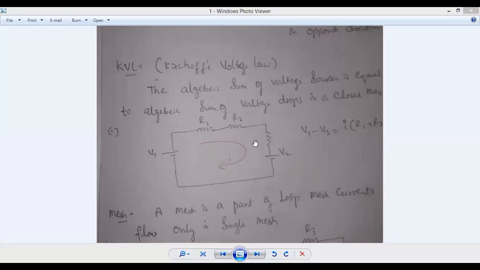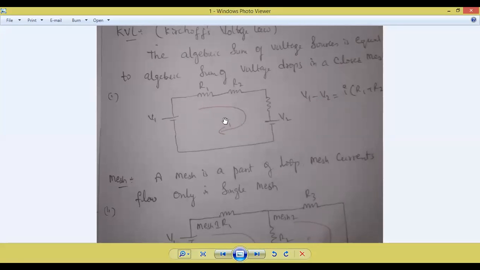This is your technology. So what is KVL, anyone? Algebraic sum of voltage sources is equal to algebraic sum of voltage drops in a closed mesh. What is mesh? I will tell you later on. Okay. So this is the loop, and let I be the loop current. Now anyone tell me what is the equation for this circuit? Come on. You must explain this one. How many voltage sources do we have? Every student listen now. How to write the equation? How many voltage sources? 2. V1, V2. And always we have to draw the diagram, current flowing clockwise, or right hand side.